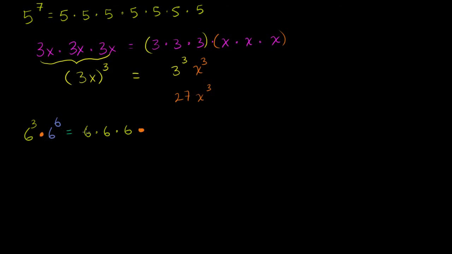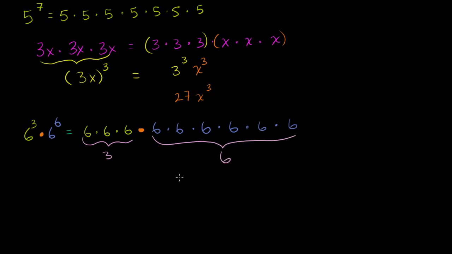Well, what's 6 to the sixth power? That's 6 times itself 6 times. So it's 6 times 6 times 6 times 6 times 6, that's 5, then you get one more times 6. So what is this whole number going to be? Well, we're multiplying 6 times itself how many times? 1, 2, 3, 4, 5, 6, 7, 8, 9 times, right? 3 times here, and then another 6 times here. So we're multiplying 6 times itself 9 times. 3 plus 6. So this is equal to 6 to the 3 plus 6th power, or 6 to the 9th power. And just like that, we've stumbled on another exponent property.